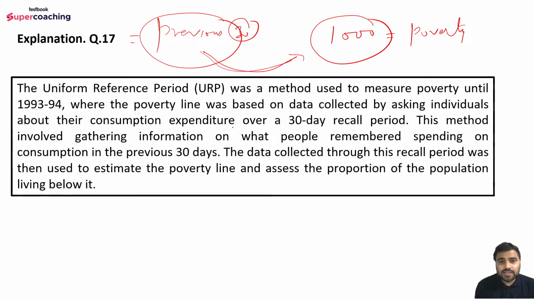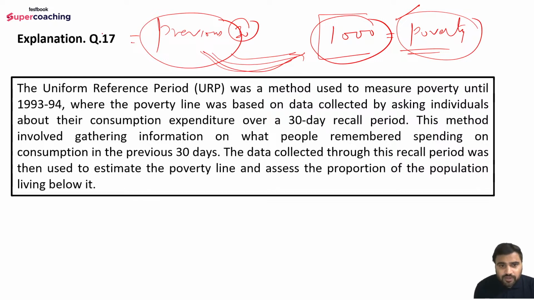So this is important. If that person has spent 1000 rupees in the previous 30 days, then he would not be considered poor. If that person has not spent 1000 rupees in the previous 30 days, then in that case he would be considered a poor person, right?